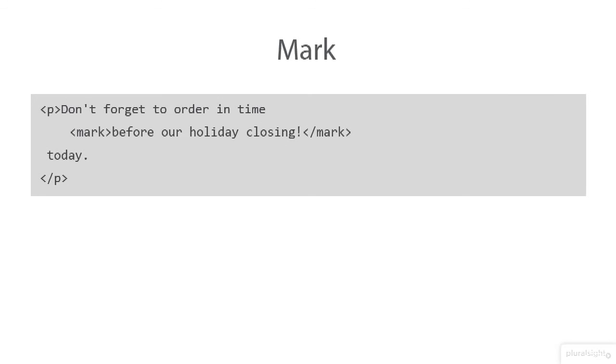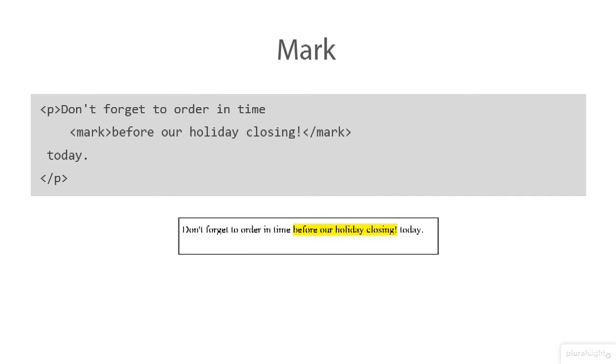And let's start with the mark tag. The mark tag is typically used to highlight content. You could use this to draw the user's attention to something, but also to highlight content based on a search query entered by the user. In the sample here, we're using the mark tag to emphasize that the store will be closed. The default highlight color is yellow, which you can change through CSS.